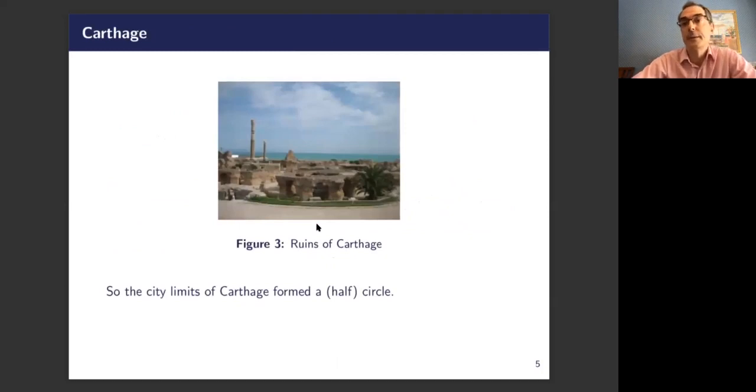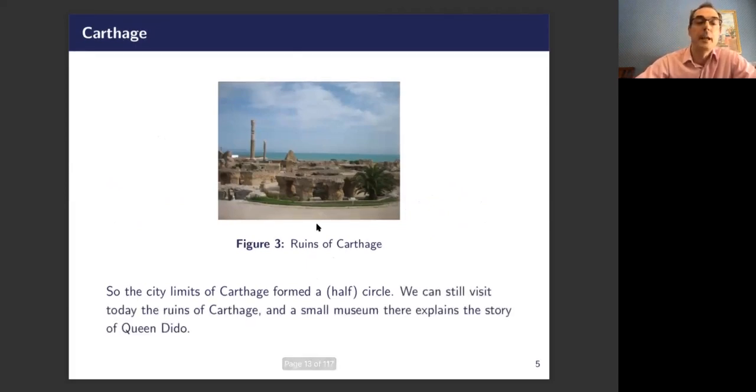So as a consequence, and we can still see that today, the city limits of Carthage formed a half circle, and we can still visit nowadays the ruins of Carthage. If you visit Tunis in Tunisia, you can still see the ruins, and a small museum there explains the story of Queen Dido and the relation with the isoperimetric problem in the plane.